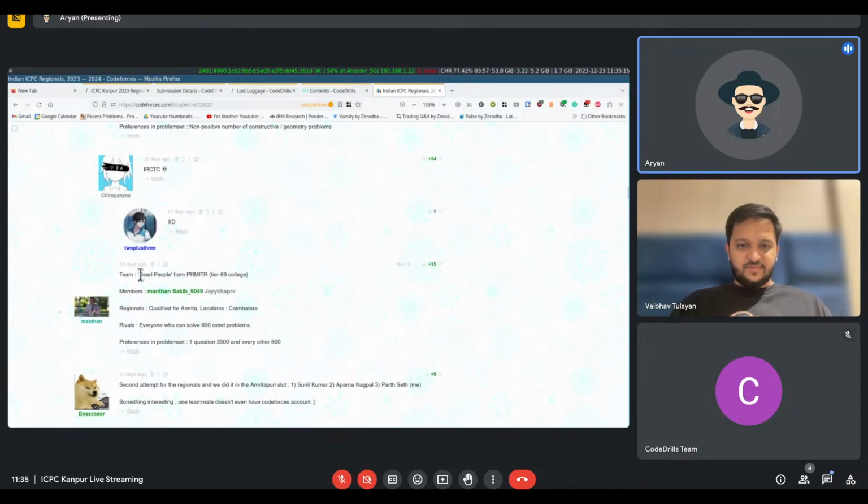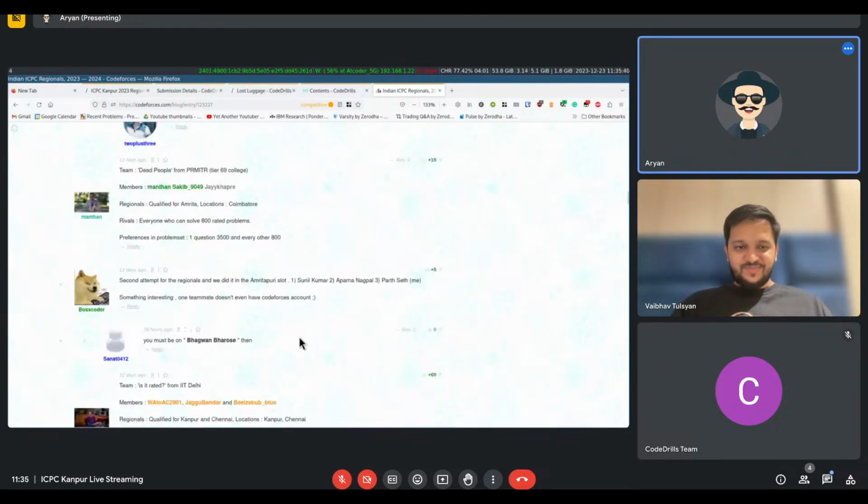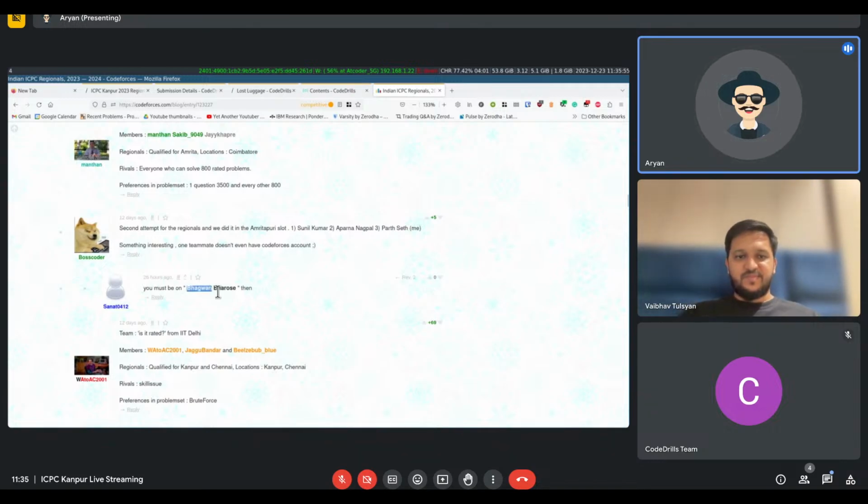And there is a team from PMIRT, our college, and they say everyone who can solve an 800 rated problem is their rival. Their preference is completely opposite of the other team: one 1350 rated problem, and every other problem should be 800. So they want everyone to get an AC on almost everything. This team has not even mentioned their name, but they are saying that one of the teammates doesn't even have a Codeforces account, and someone is suggesting Bhagwan Bharosa as their team name.